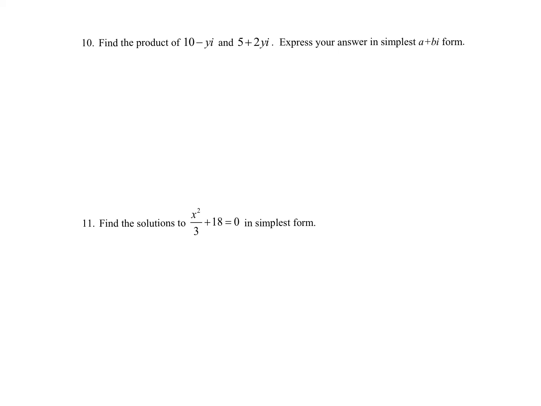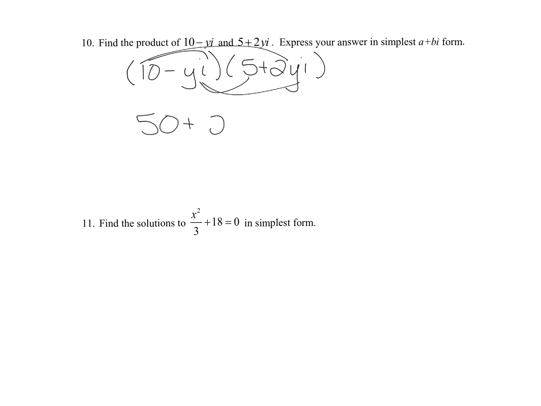For the last two problems on day 2, the first one is an imaginary numbers problem. I have two complex numbers, a plus bi form, and we're finding their product. So I'm going to distribute, and I get 50 plus 20yi minus 5yi plus, this is a 1 in here just to be clear, 2y squared i squared.